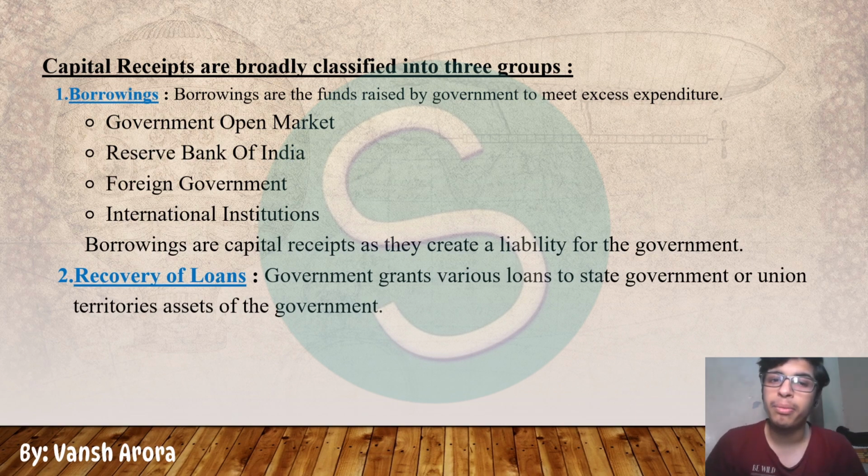So capital receipts are broadly classified into three major groups. Number one is borrowing. Borrowing means that to meet its expenses, the government borrows money. From where can they borrow? They can borrow from RBI, from foreign banks, from international institutions as well, and they can do government open market operations, like we studied in money and banking. Borrowings are capital receipts as they create a liability over the government. Normally, when you borrow from someone, a liability is created, you will have to repay it.